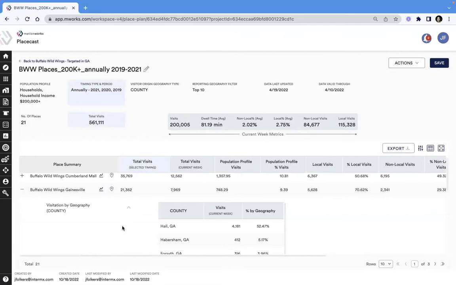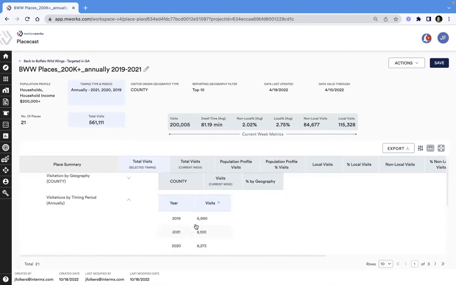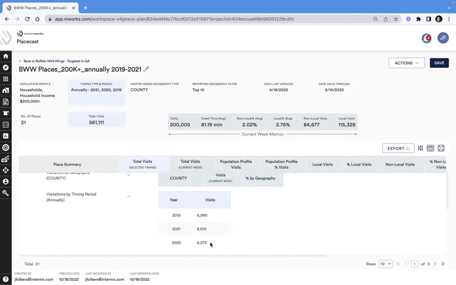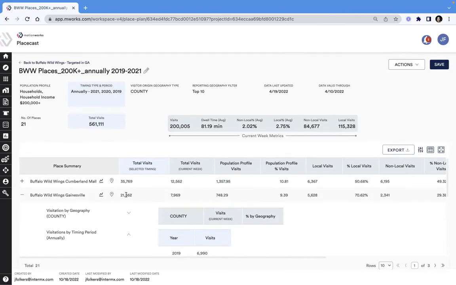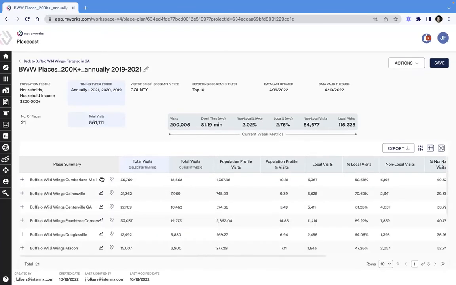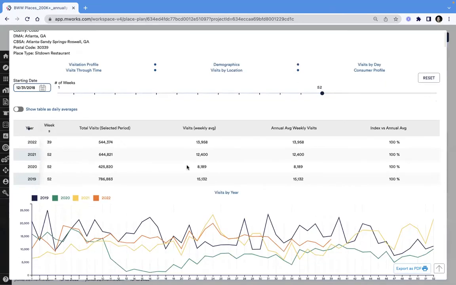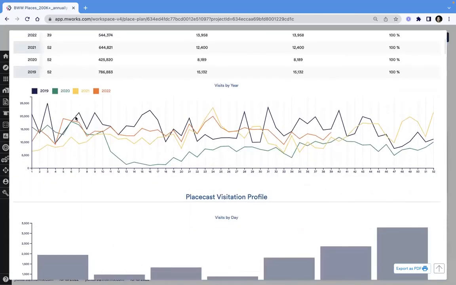If I expand out, I can see that detail that we identified we wanted to look by county or by year. How has that varied? Obviously, 2020 was lower average visitation versus other years. Now, I can also click on this little Insights button for a full visual representation through time of that visitation year on year, average, weekly, etc., how that has trended.